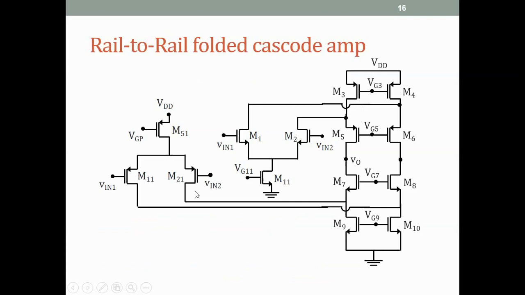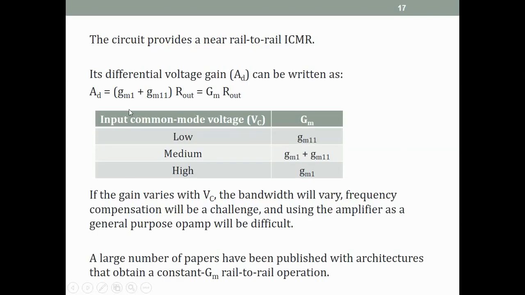So when you draw the small signal circuit, the gain due to M1, M2 and the gain due to M11, M21 can be superposed. In the small signal circuit, one can directly use superposition. So find the gain due to these, then find the gain due to this, and then add the two gains, and that is how this addition happens, gm1 plus gm11.